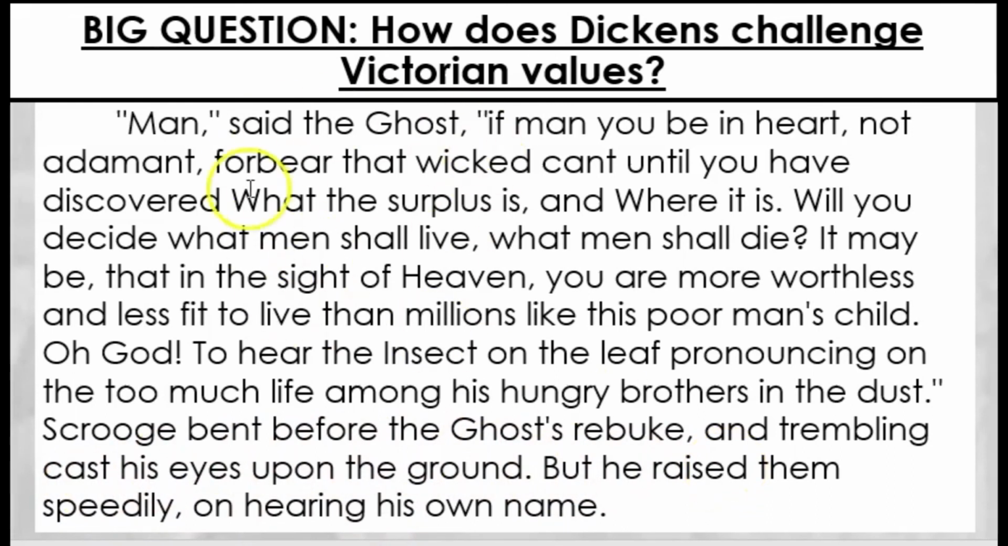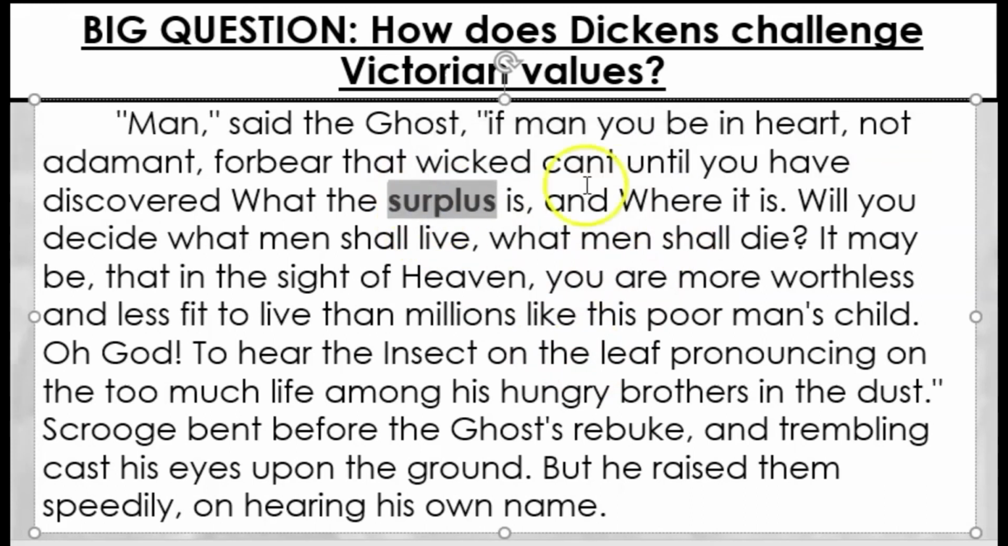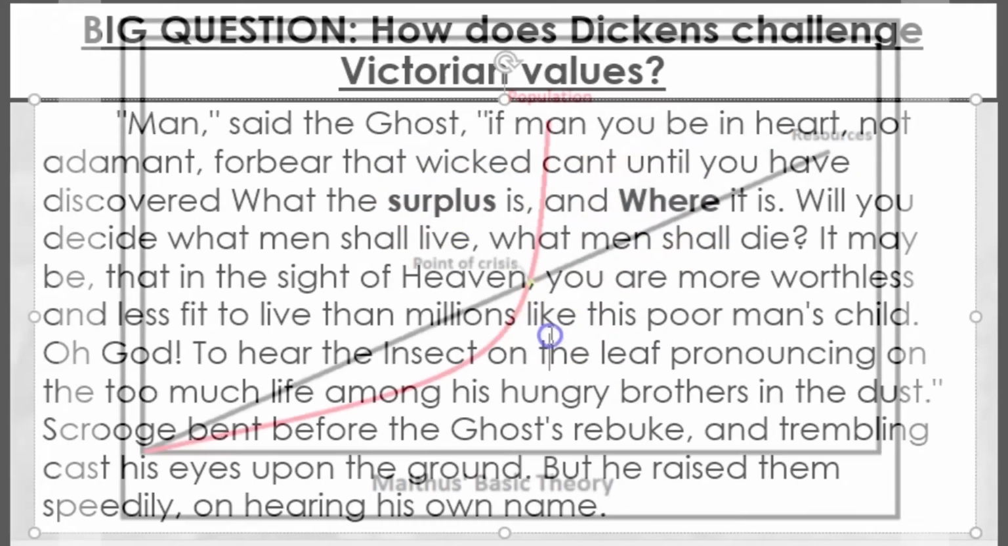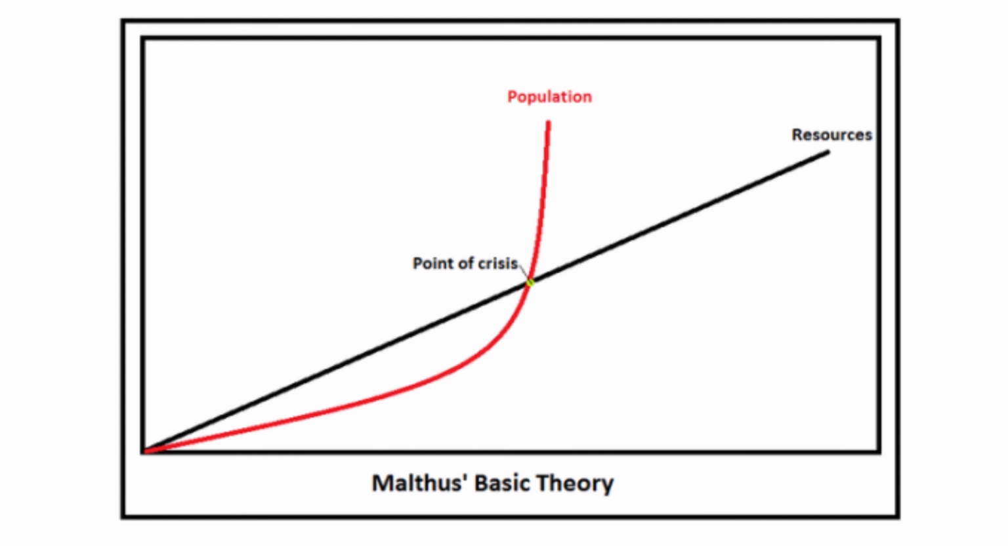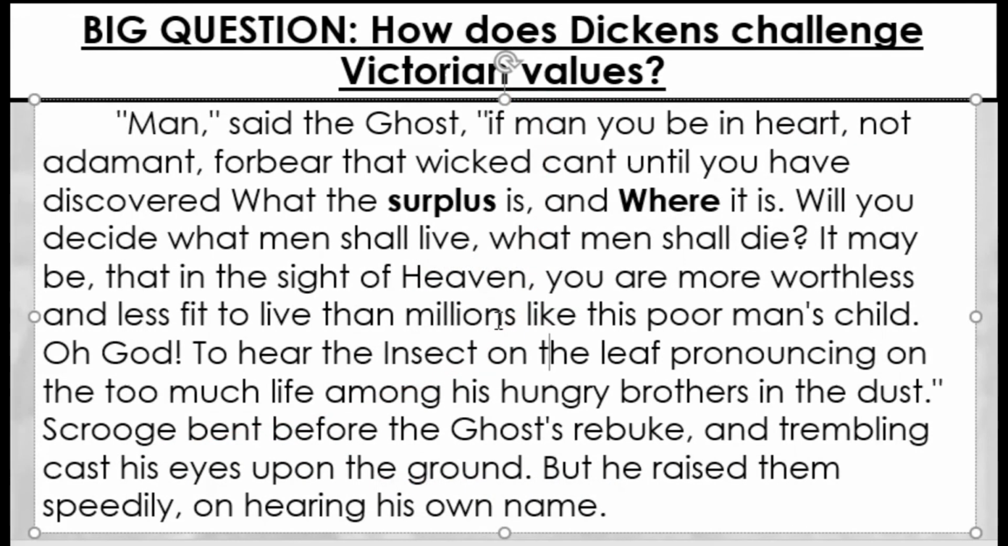So the ghost essentially is telling Scrooge off for his wicked views on things, this idea of the surpluses and where it is. So again, we're getting into the economic ideas of Malthus. Malthus believed that if the population grows without checks and balances to increase the death rate, eventually nature will run out. There won't be enough surplus resources to keep all mankind alive. But what this ghost is doing essentially is challenging that view, and that's saying, well, where is the surplus?